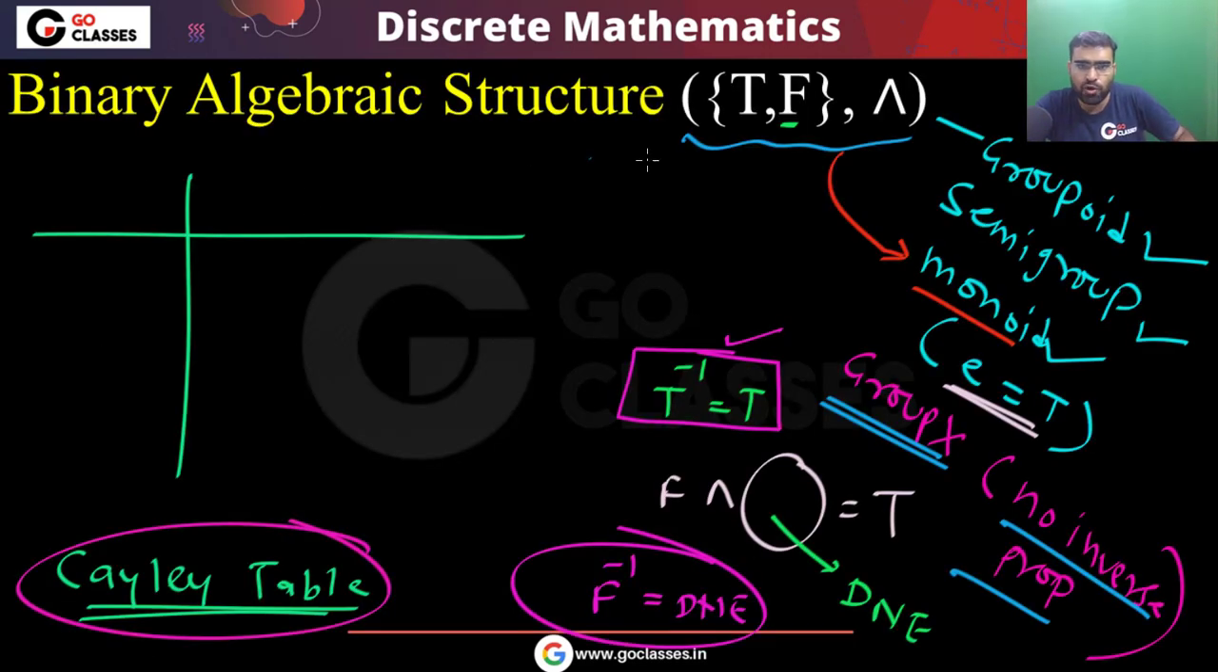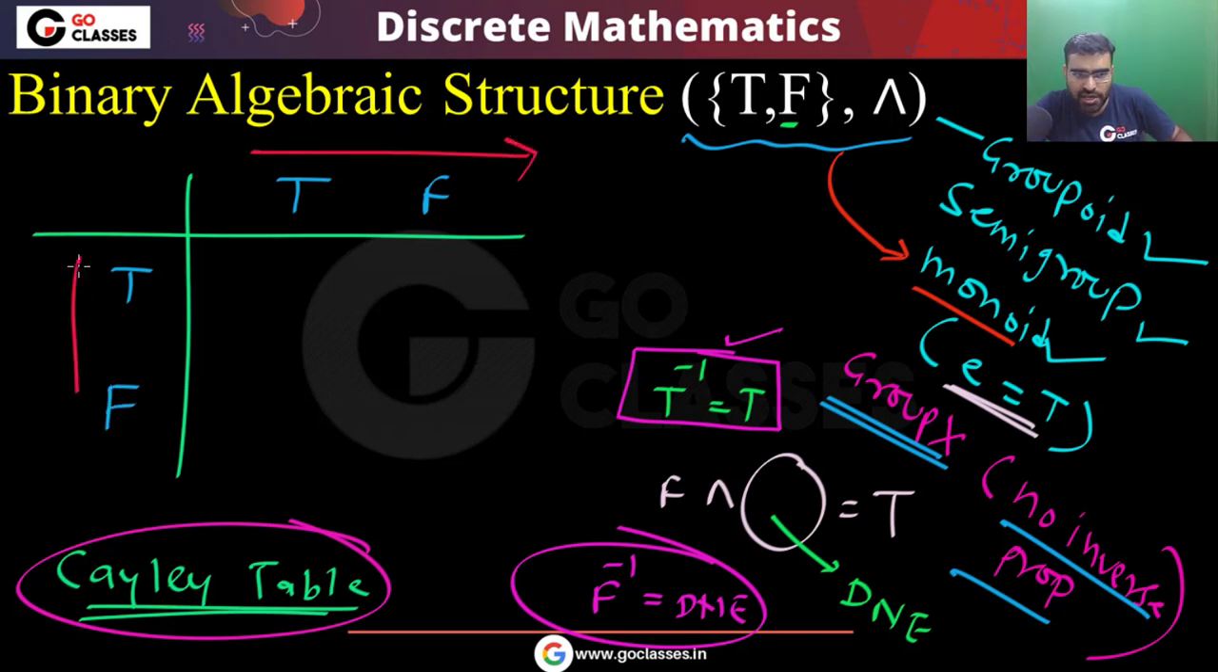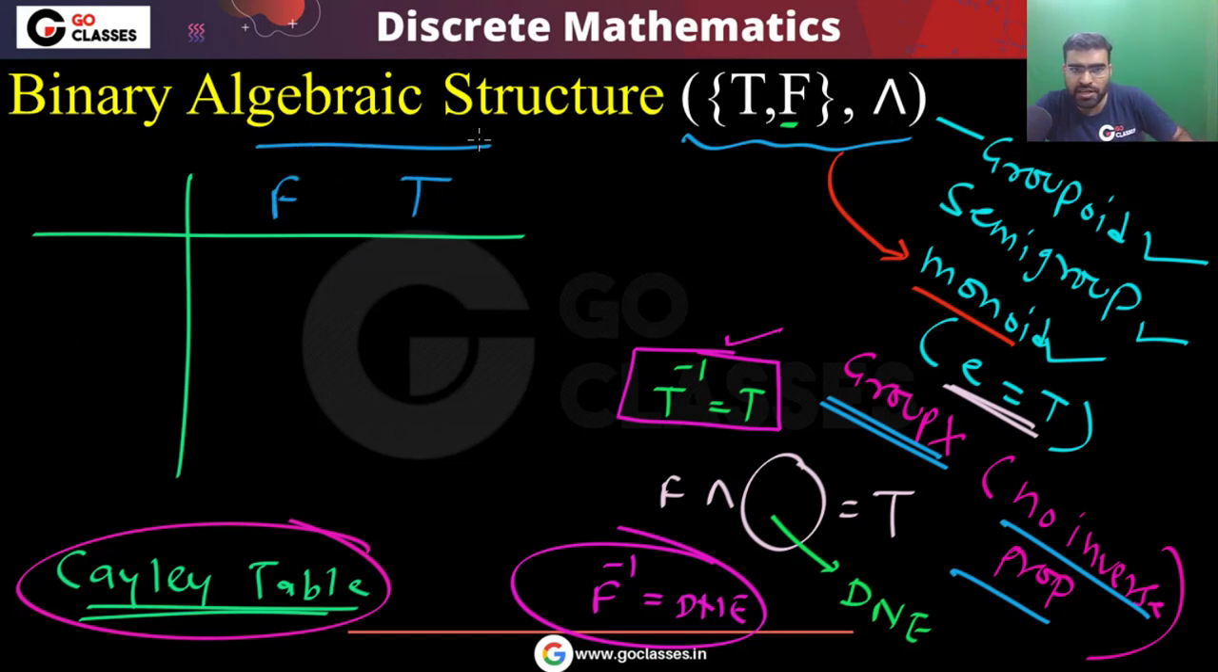For Cayley table representation, you write all the elements of the base set in order. For example, if you are writing in the order true, false, then you write in the same order true, false. Or, if you don't want to write like this, you can also write false, true, and then you also write false, true. Very simple.